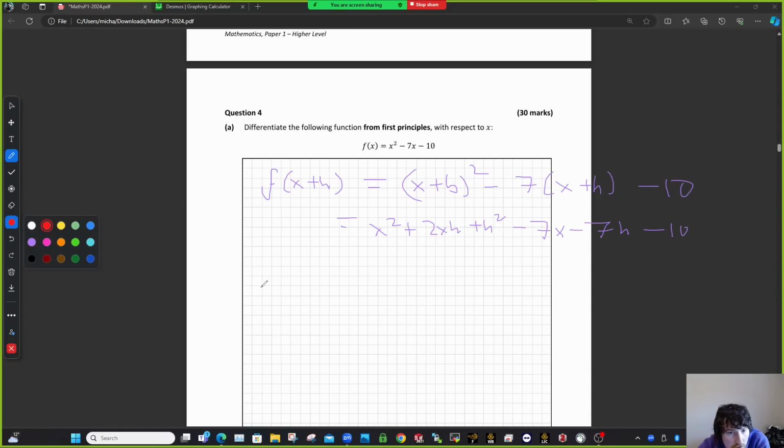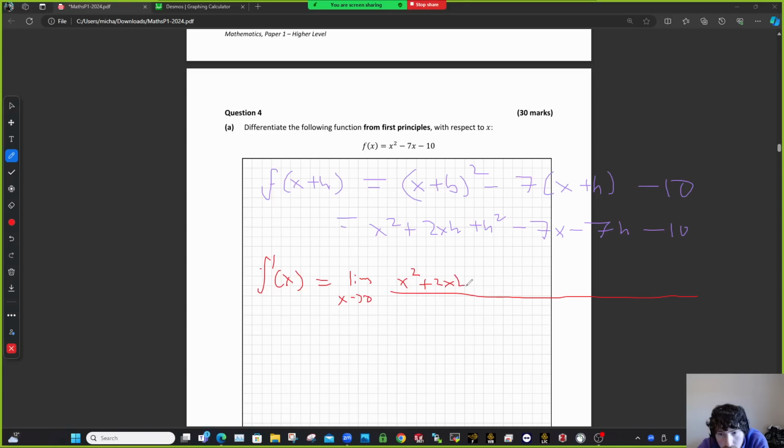So your formula, f dash x, and you have to say it's equal to limit h tends to 0, all over this fellow up here. I'll write it out, very boring. Plus h squared minus 7x minus 7h minus 10. Take away f of x. It's good maybe just at the very start here to have told the examiner what the formula is, limit h tends to 0 of f of x plus h minus f of x all over h. Take away this fella, so it's minus x squared plus 7x plus 10 all over h.